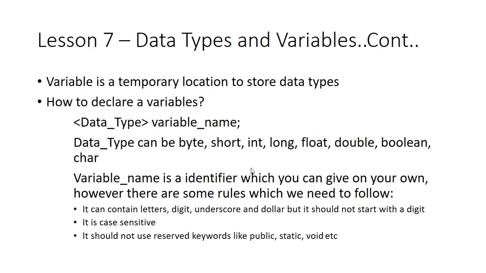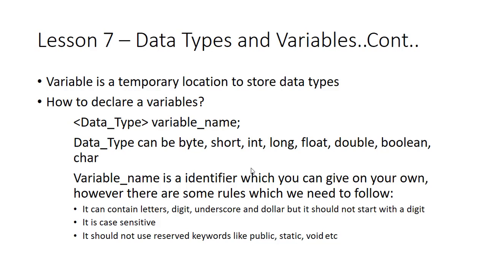Now what is a variable? A variable is nothing but a temporary location. If you know that you want to use some data, then you want to store it in a memory location, so you need to give that memory location a name. That name is called a variable. How do you declare a variable? You declare a variable by giving the data type, the variable name, and a semicolon.